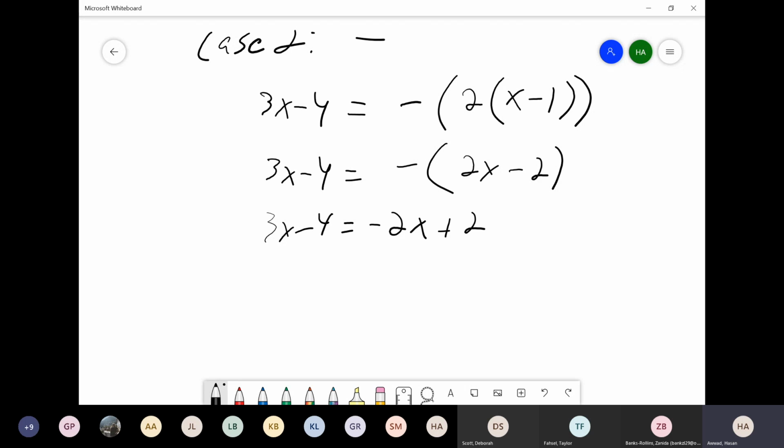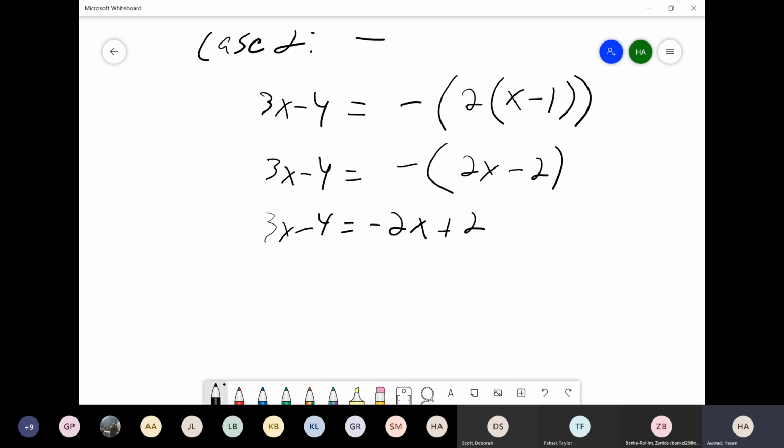It changes the sign of the negative 2 to a positive 2. Okay, and now we just go through the same exact procedure that we did before, right? This is still a linear equation. We just want to move our x's to one side and then solve for x. So we have a negative 2x, so I just want to add 2x to both sides.